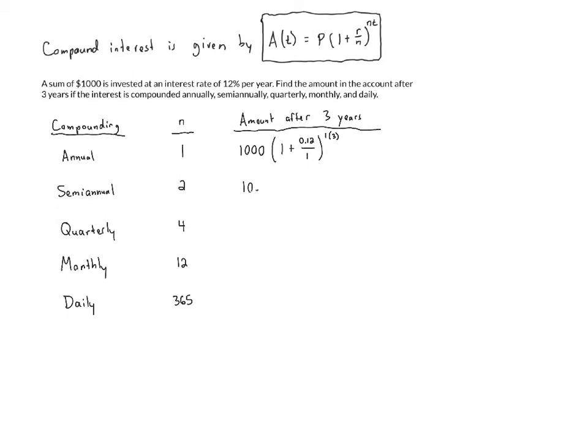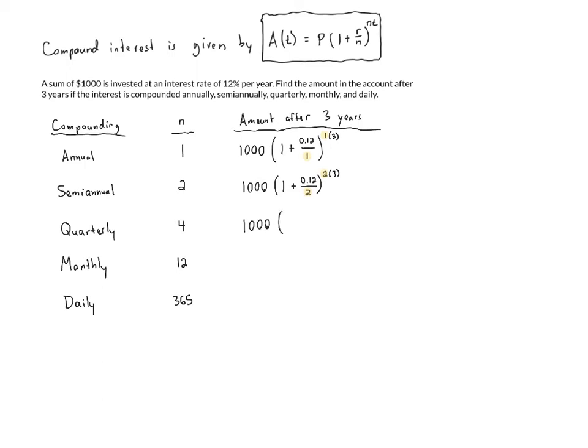So for semi-annual, we still have 1,000 times 1 plus, and we're still going to have 0.12, but in this case, the denominator is going to be 2, because we've got 2 compounding periods, n is 2, and then the exponent is going to be 2 times 3. The number of years stays the same, but the number of compounding periods changes. In fact, for each of these, the only thing that changes is n, which appears twice in each of these expressions. So let's do the rest.